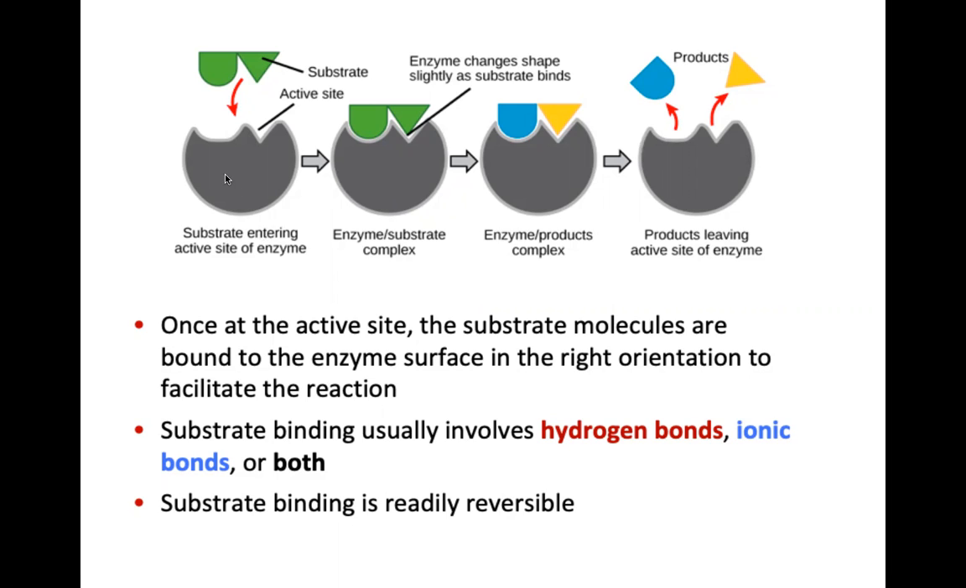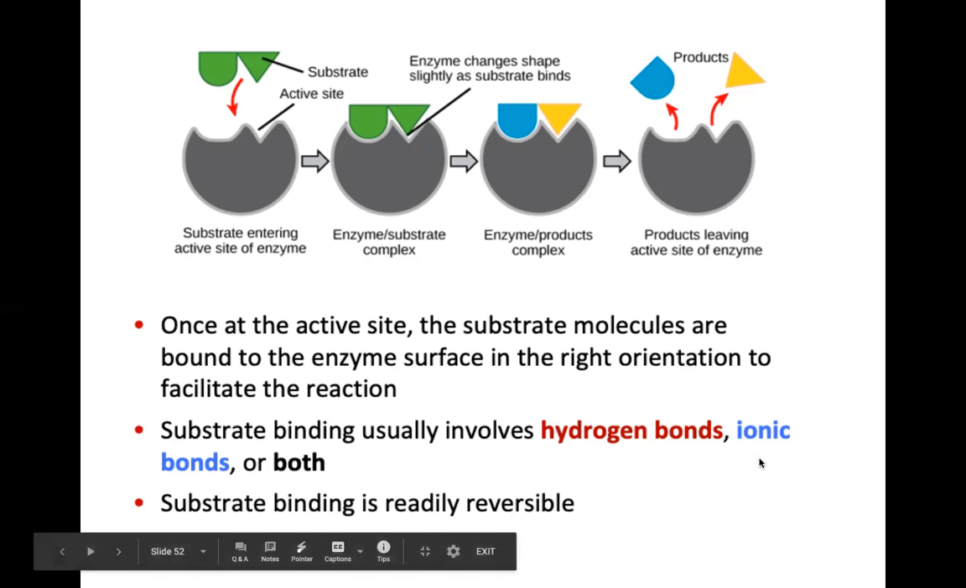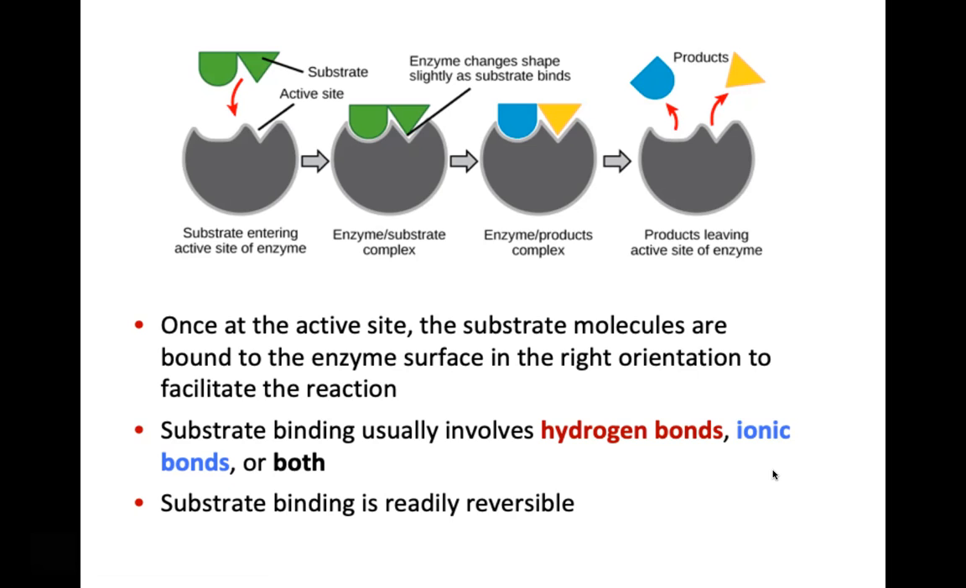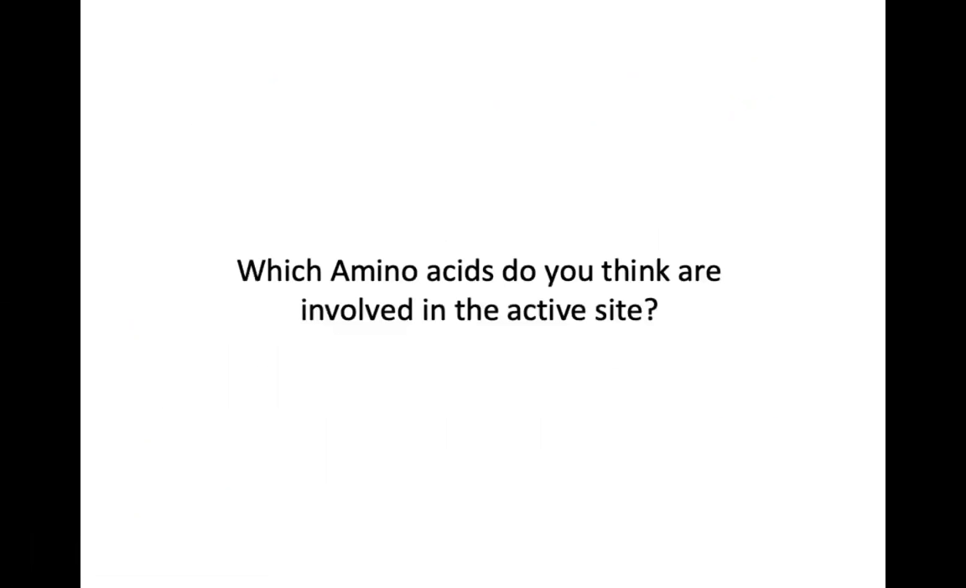Once at the active site, substrate molecules are bound to the enzyme surface in the right orientation to facilitate reaction. This will lower the activation energy. The substrate binding usually involves hydrogen bonds, ionic bonds, or both. And substrate binding is readily reversible. For this reason, the environmental condition in which an enzyme is placed will affect its ability to function.